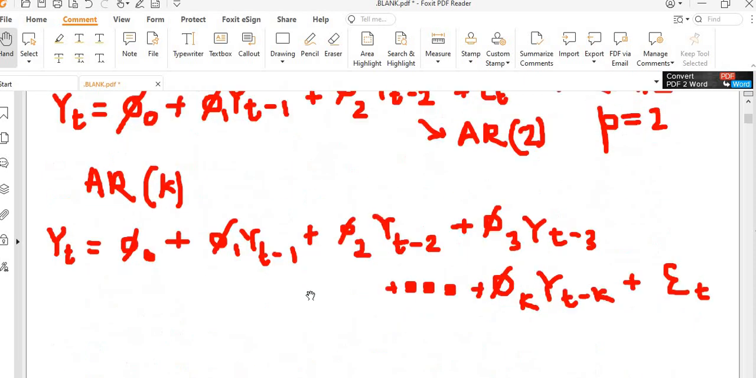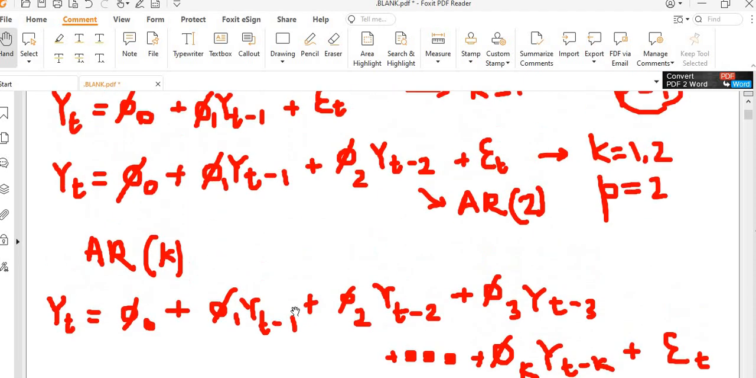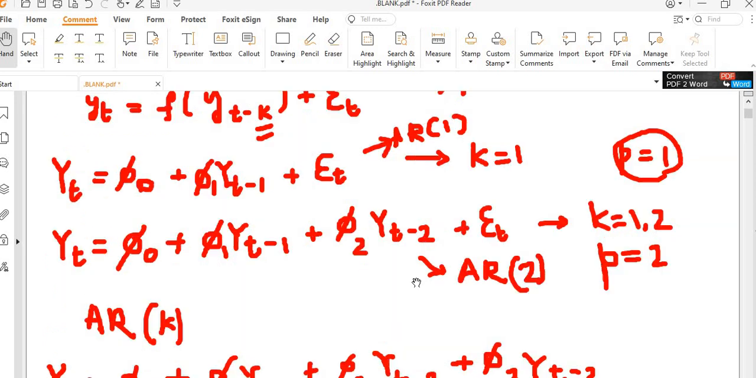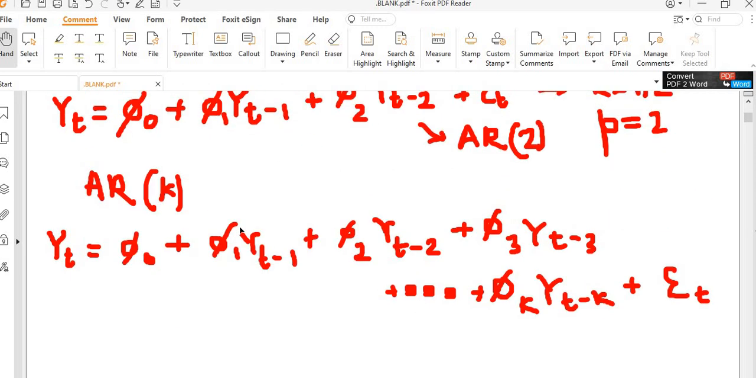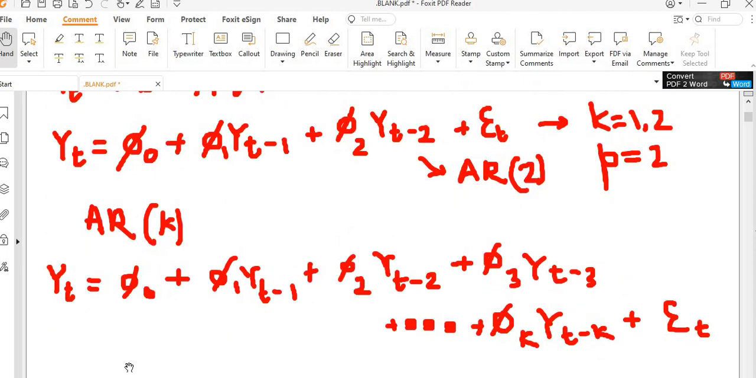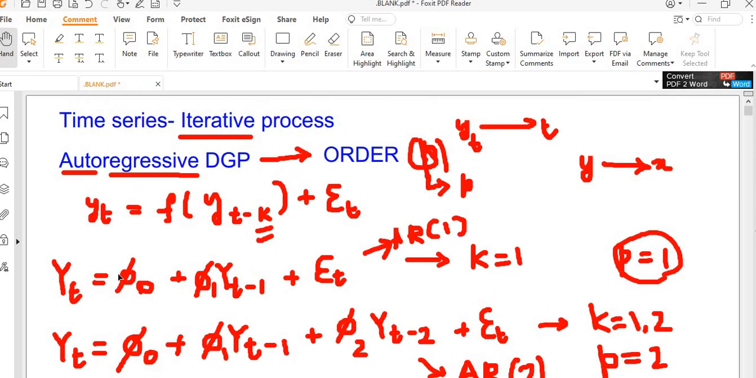Similarly, there are different ways that you can do that. An iterative process is a process that allows you to take a second look at how the DGP looks. That is what we are going to discuss in this series, and in the next video I'm going to be applying the iterative process on the AR1 component.